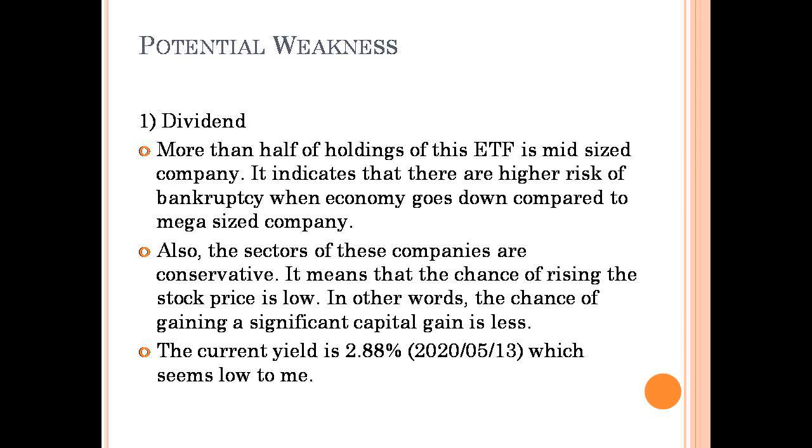If we talk about the strengths, we should also talk about the weaknesses. The first weakness I find is the dividend. More than half of the holdings of this ETF are mid-sized companies, which is understandable because 100% of stocks are Canadian. However, there is a higher risk of bankruptcy when the economy goes down compared to mega-sized companies. Also, the sectors of these companies are very conservative. It means that the chance of the stock price rising is very low. In other words, we cannot generate a significant capital gain. The current yield is 2.88%, which is not too bad. However, I think it can be higher.